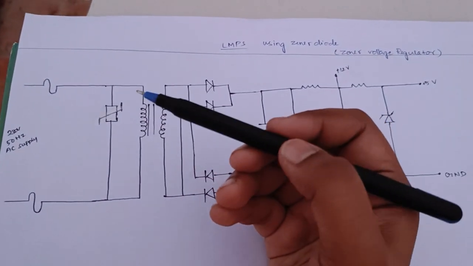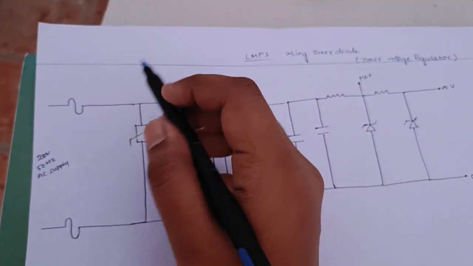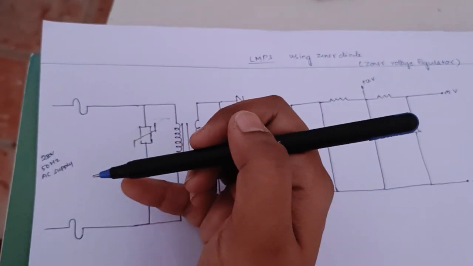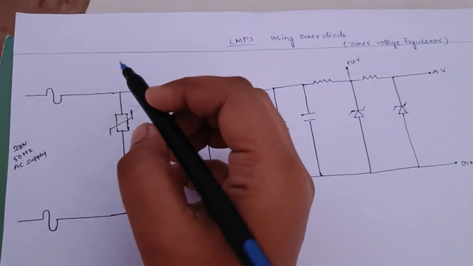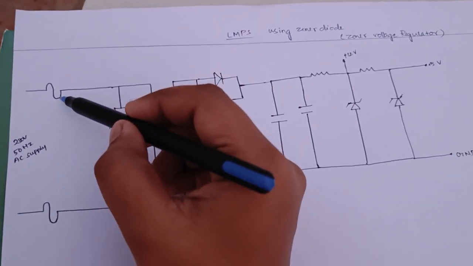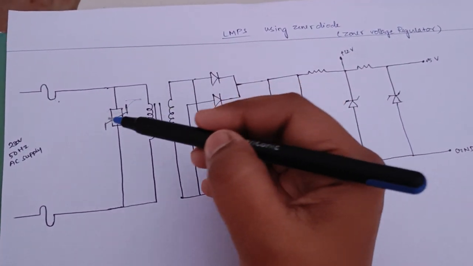Everyone, this is the LMPS circuit, linear mode power supply, using the Zener diode as the voltage regulator. Initially we are having the 230 volt AC supply, which is of the frequency of 50 Hz. And initially we are having a fuse for the protection. Later we'll see about this component.